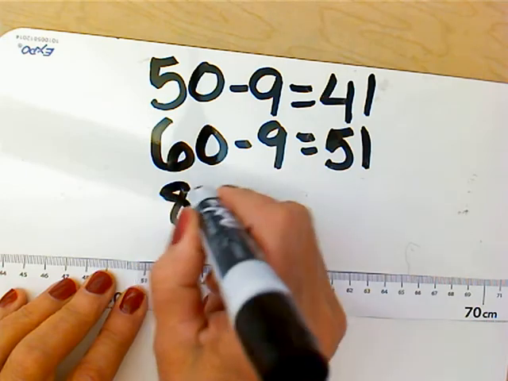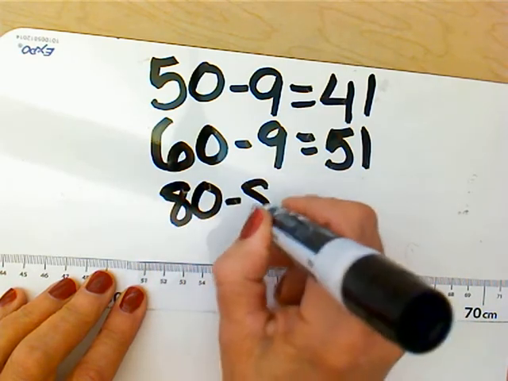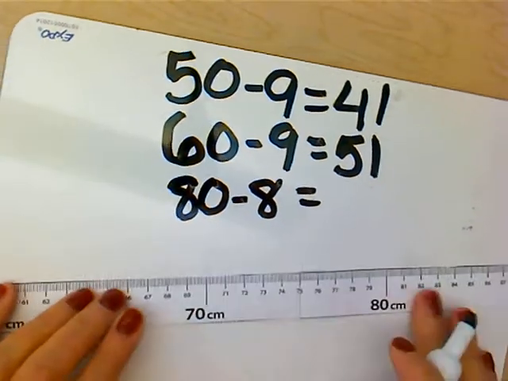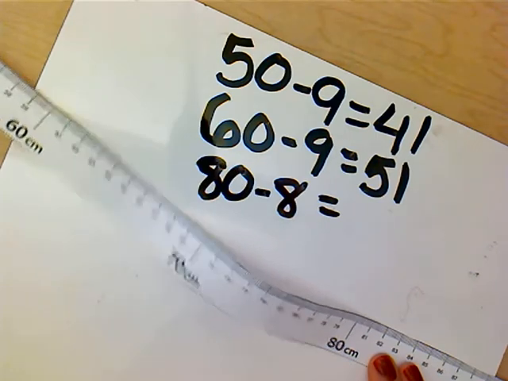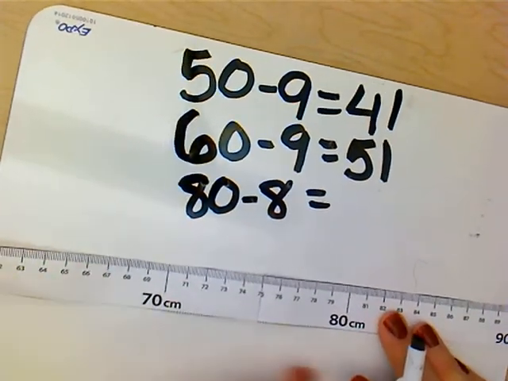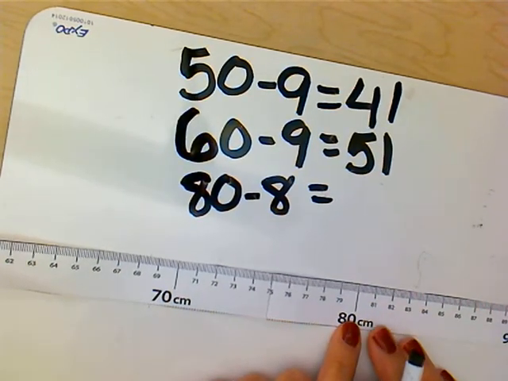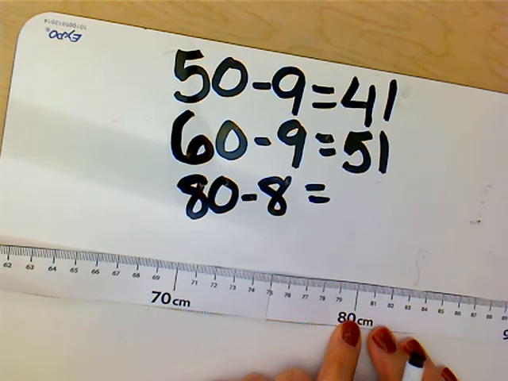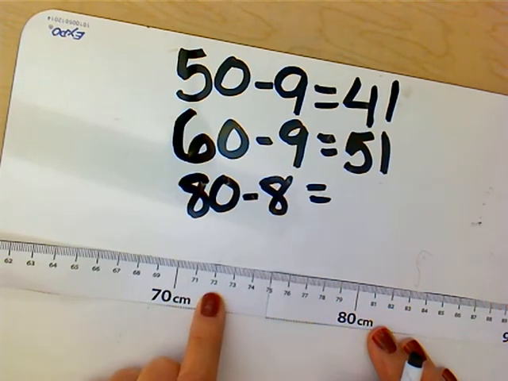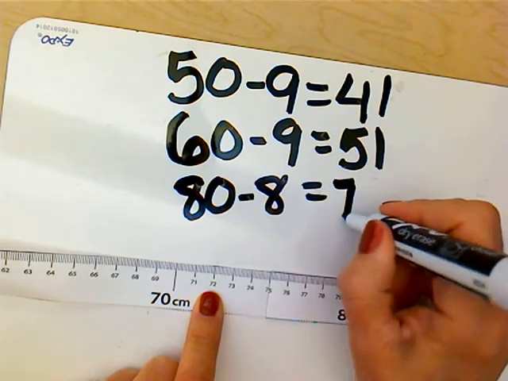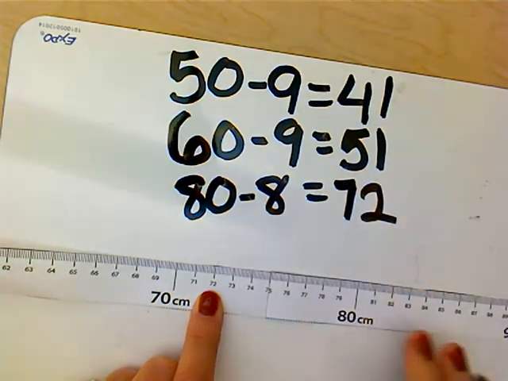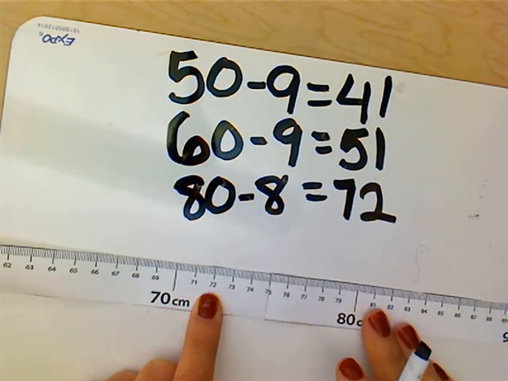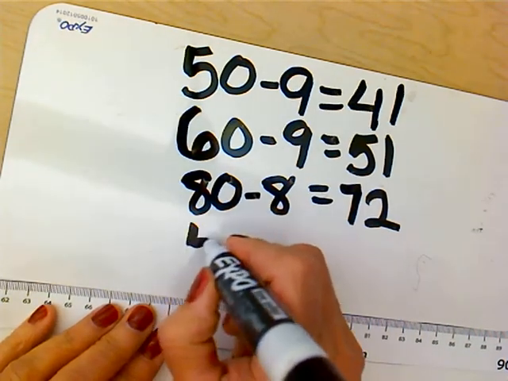This time we're going to start at 80 and take away 8. So get your finger on 80. You take away 8, and let's see where that puts you. 80, take away 8, should put you at 72. If I get going too fast, you can always pause the video and get yourself caught up.